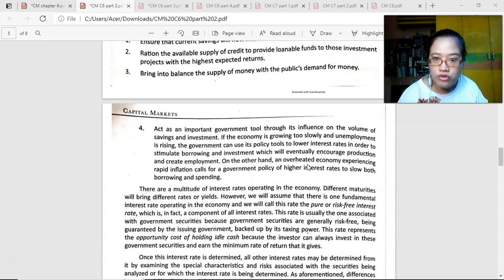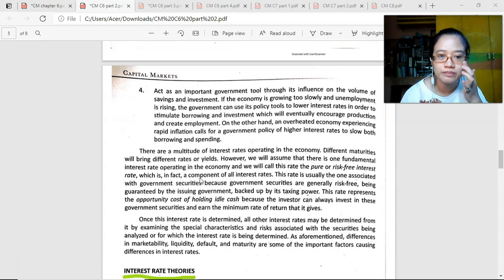On the other hand, an overheated economy experiencing rapid inflation calls for a government policy of higher interest rates to slow both borrowing and spending. When growth is too fast and is already leading to inflation, they could force it to slow down by increasing interest rates. When interest rates are high, other businesses are deterred and slow down too because they can't borrow money from the banks anymore. They would slow down on their spending because they don't have another source of funding. What they have, they need to be thrifty with first. So, borrowing and spending slow down.